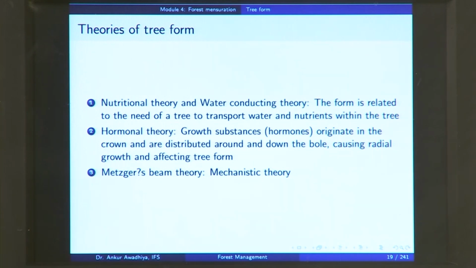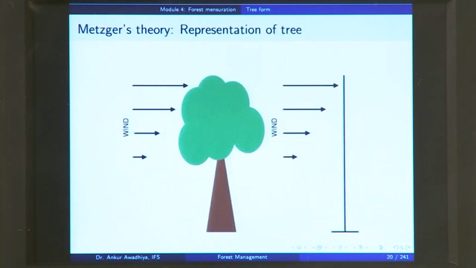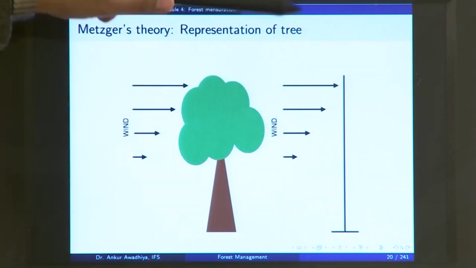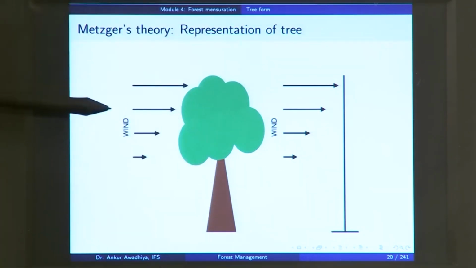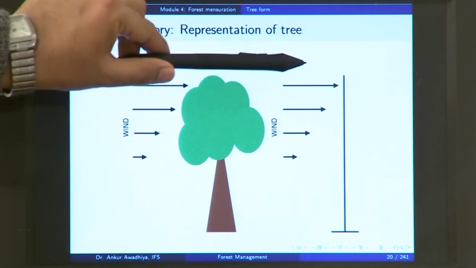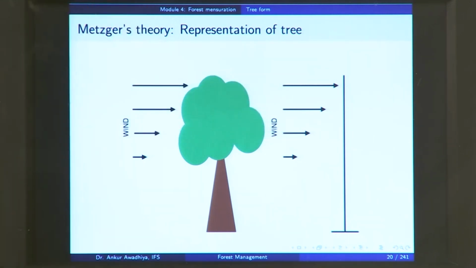And the third theory is a mechanistic theory that is known as Metzger's beam theory, which is the one that is the most prevalent. Now, Metzger's beam theory represents a tree as a straight line. So, here you have a tree, and in this theory we represent it as a straight vertical line, and here is the ground. And because any tree will be facing some amount of wind pressure, we are representing that wind here in this tree as well.